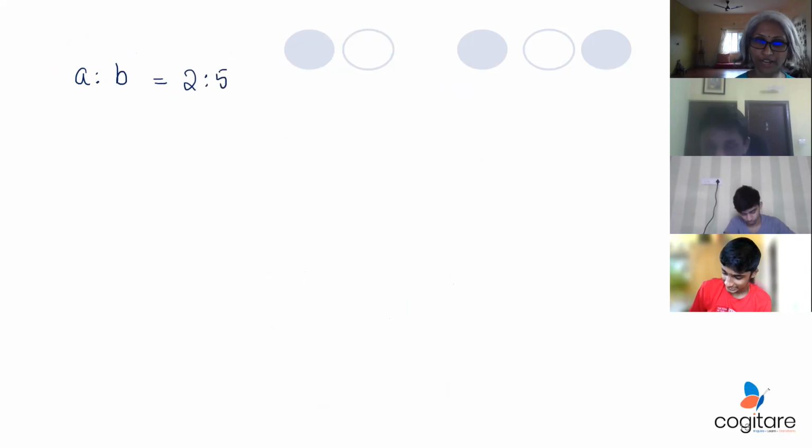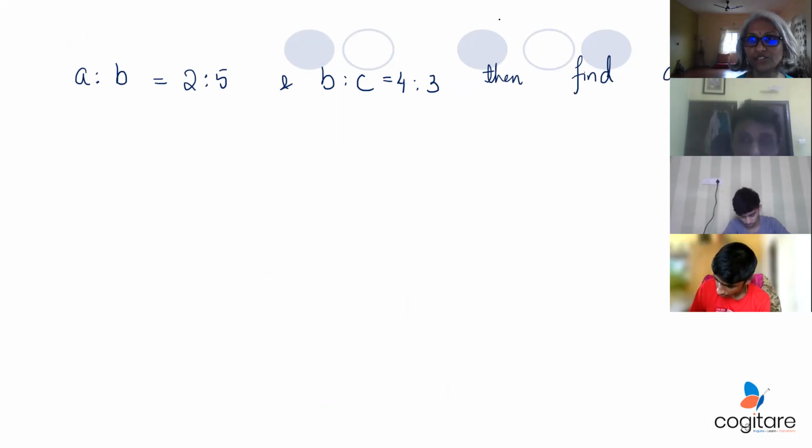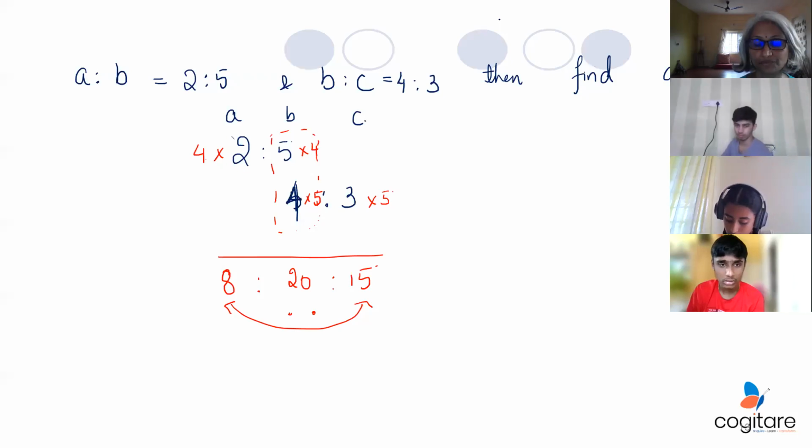If A is to B is equal to 2:5 and B is to C is 4:3, then find A is to C. These are very simple 9th, 8th grade questions. Next question.